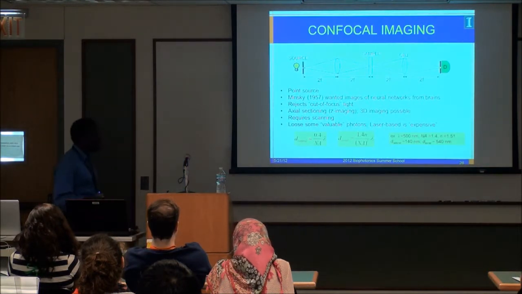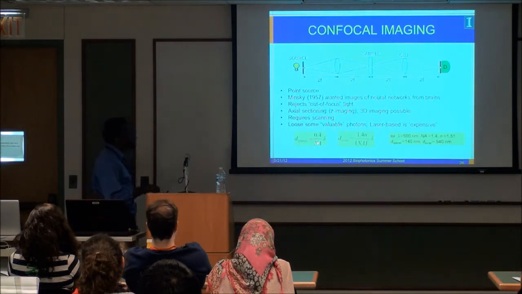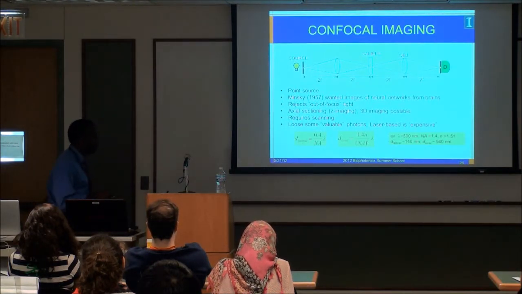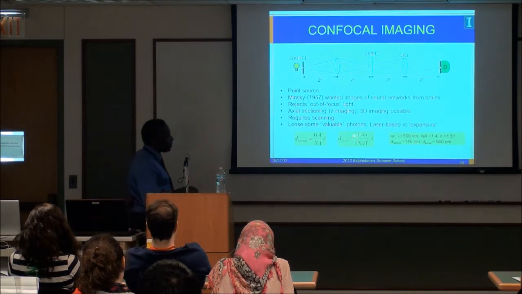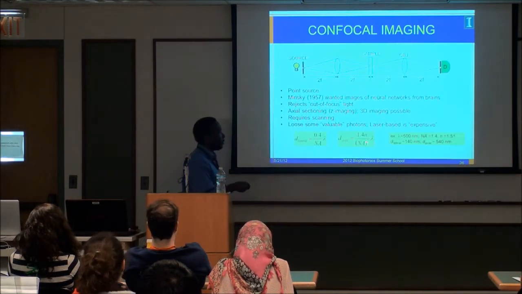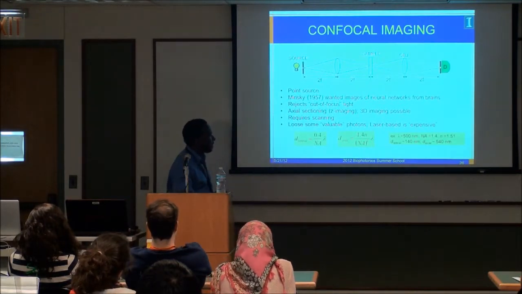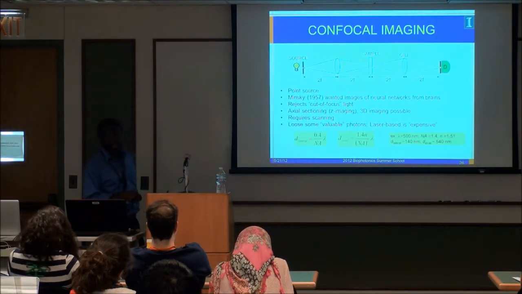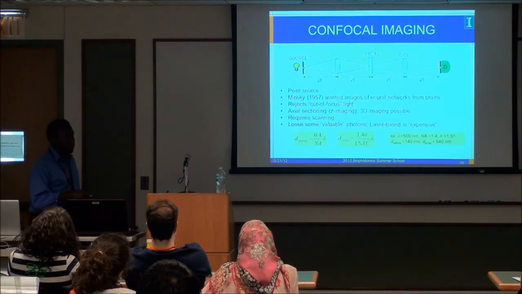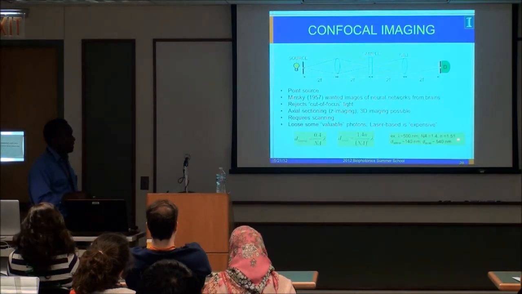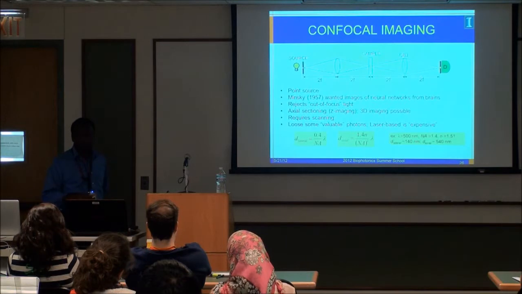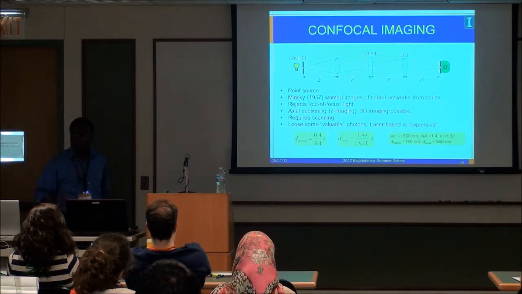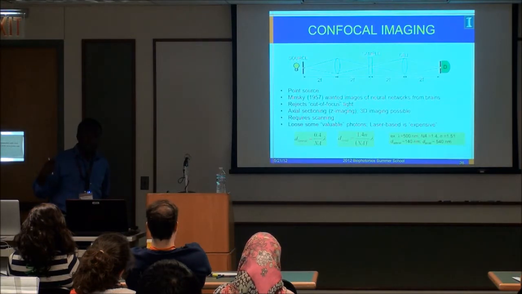The associated resolution is given by these expressions: about 0.4 lambda over NA for the lateral resolution, and for the axial resolution it is 1.4 n over NA squared times lambda. When you assume these parameters, coming in with 500 nanometer light, the lateral resolution is about 140 nanometers, and the axial resolution is 540 nanometers, much better than what you would get using just the regular conventional techniques. It gets even better if you squeeze those pinholes down.